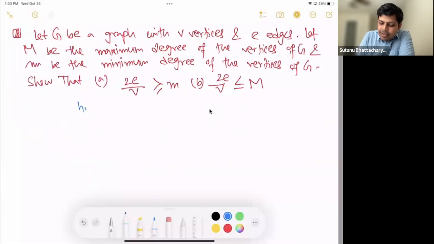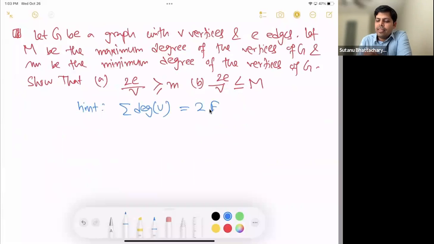Let me give you one hint. The hint is the same handshaking theorem: the sum of degrees of all vertices equals 2E. Here, the number of edges is small e, and the degrees of all vertices sum to 2e. What do you think?